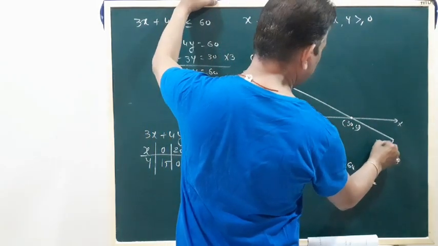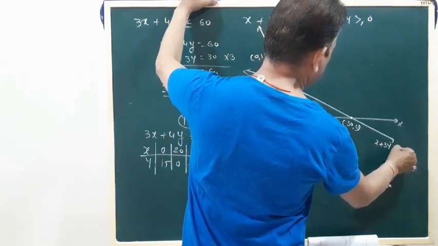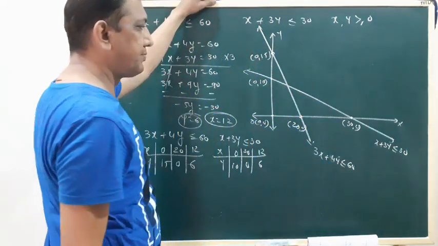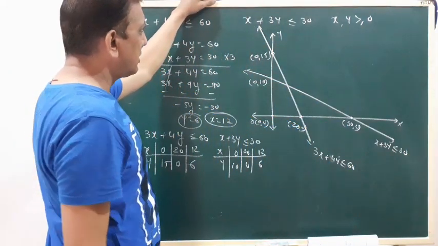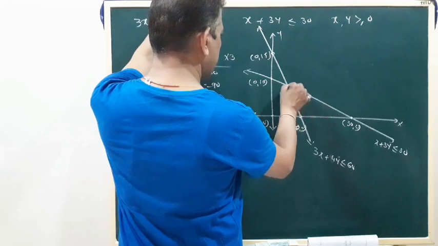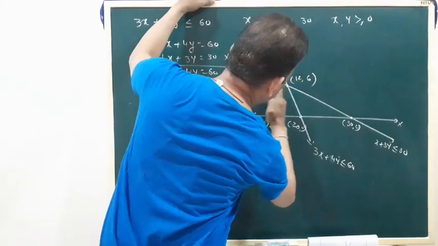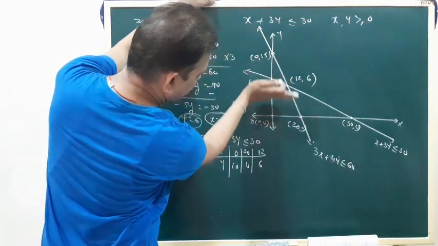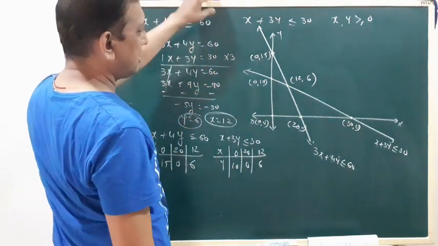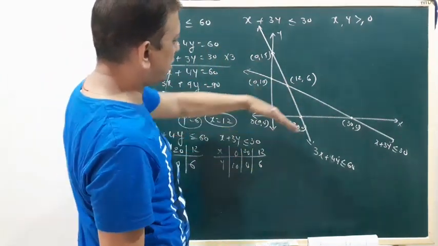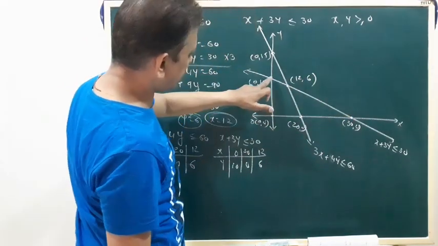x plus 3y less than or equal to 30. Okay. Now the intersection point is (12, 6). Yeah, right, 12 is inside the 20 and 6 is below the 10. Okay. Now (0, 0) is satisfied. So the common portion is again the second right angle triangle.